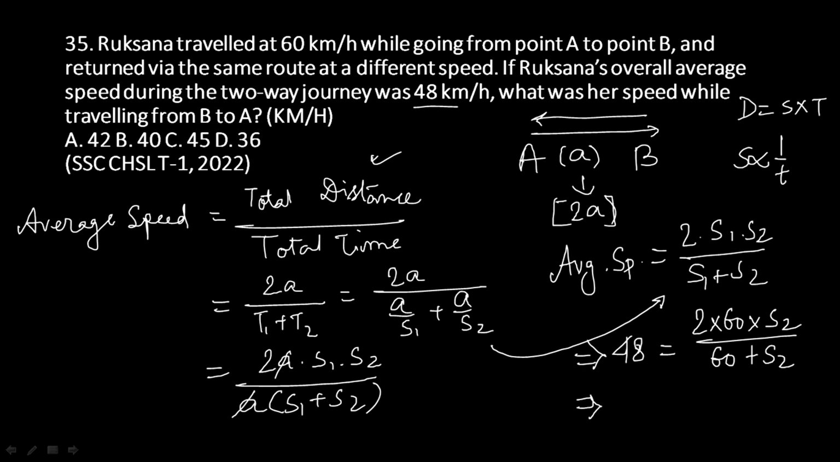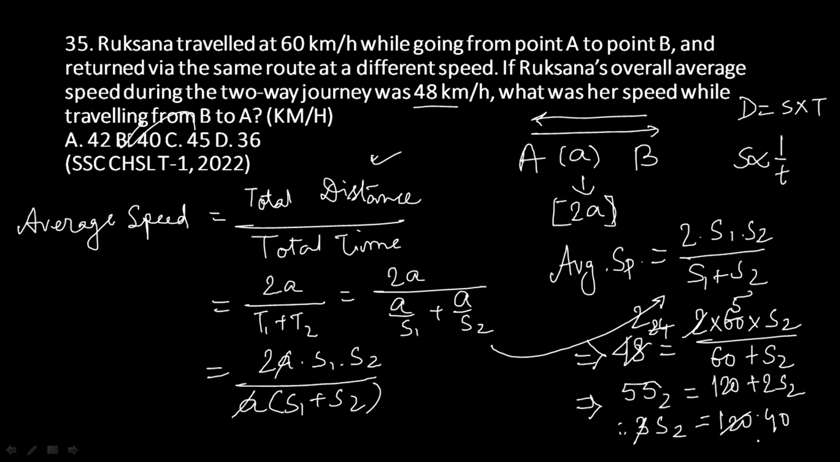So it will be 2, 24, 12 2s are 24, 12 5s are 60. So it will be 5s2 is equal to 120 plus 2s2, means 3s2 is equal to 120. So s2 will be 40. 40 is the answer. s2 will be 40 because 3 40s are 120. Clear?